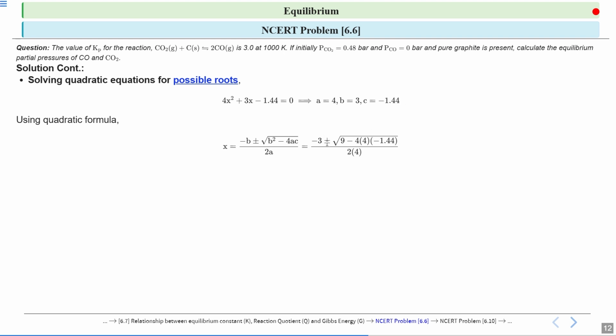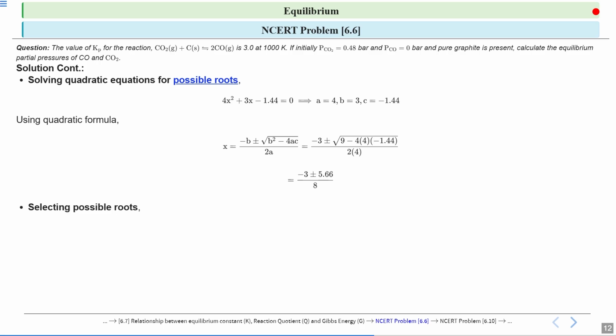In between we will take 2 signs. So basically we will get 2 roots of x because it's a quadratic equation and it is obvious. In the first root we will take the positive part. In the second root we will take the negative part. Then in the denominator we will take 2a, which is 2 into 4. Let's solve it further. If you solve this, you will get minus 3 plus minus 5.66 by 8.